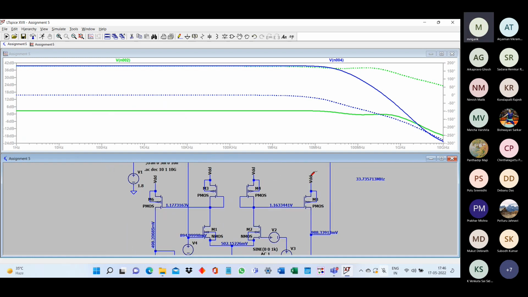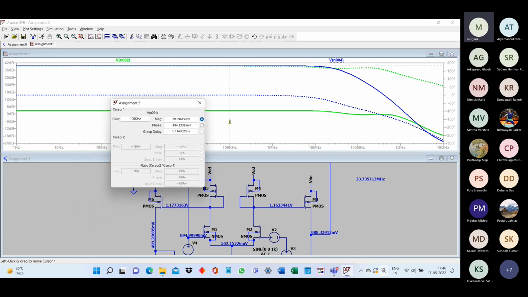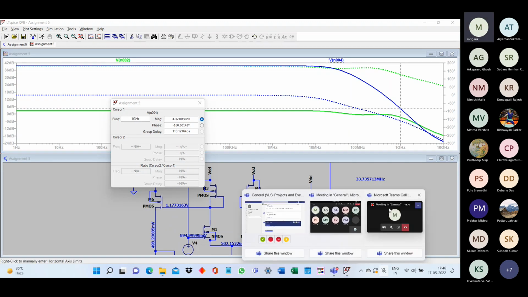And approximately, we can also see the fall in dB, that is, in 1 decade how much it is falling. If you keep the cursor at the frequencies, say 100 megahertz and 1 gigahertz, you can see the slope, how much dB it has fallen. At 100 megahertz, you see 30 dB, and at 1 gigahertz, let us see, how much is it? 4 dB. Yeah, so it is 4 dB.